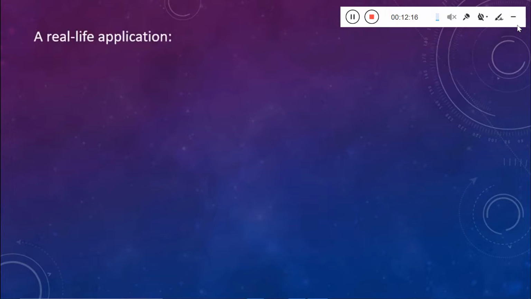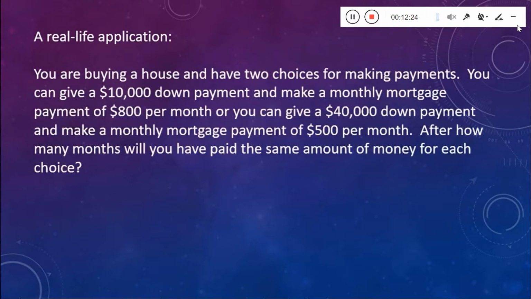Now, where can we use these things in real life? What are some real life applications of linear equations? Suppose you're buying a house and you have two choices for making mortgage payments. You can either give a $10,000 down payment and make a monthly mortgage payment of $800 per month, or if you give a $40,000 down payment, your monthly mortgage payment is $500 per month. After how many months will you have paid the same amount of money under each choice?